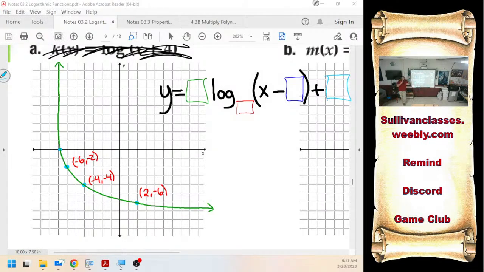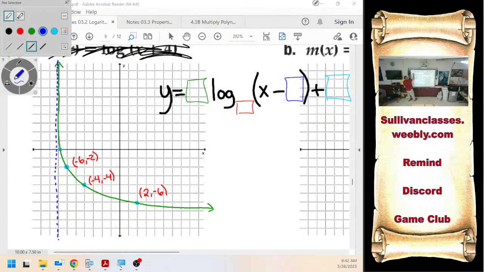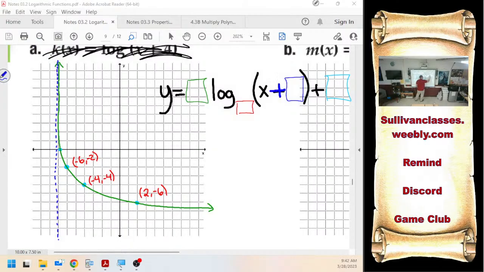So, what kind of things could you tell me? Do you know where your asymptote is? -7. So, right here, if I went left 7, then I know this has to be +7. Okay, I've got that much.